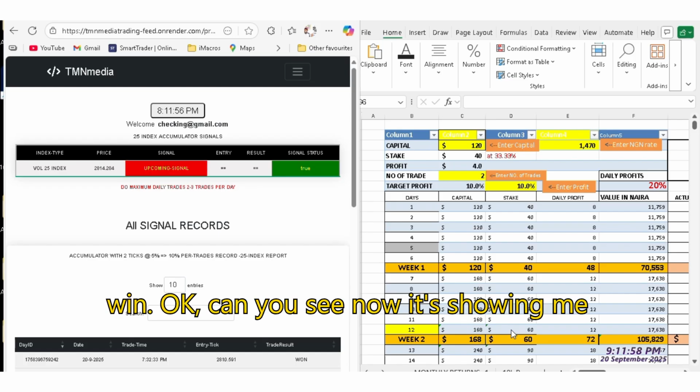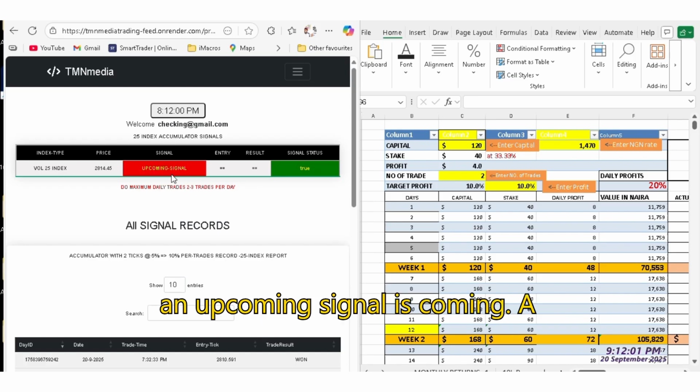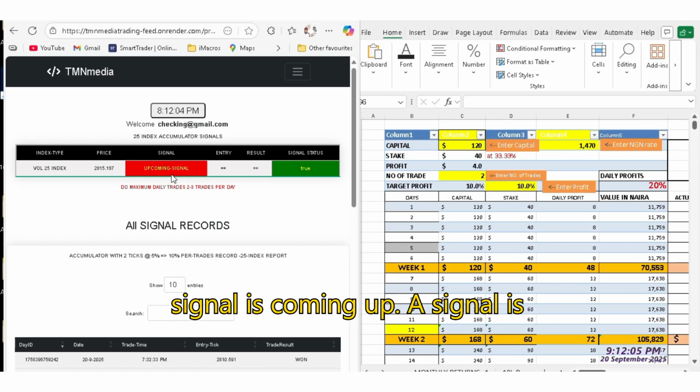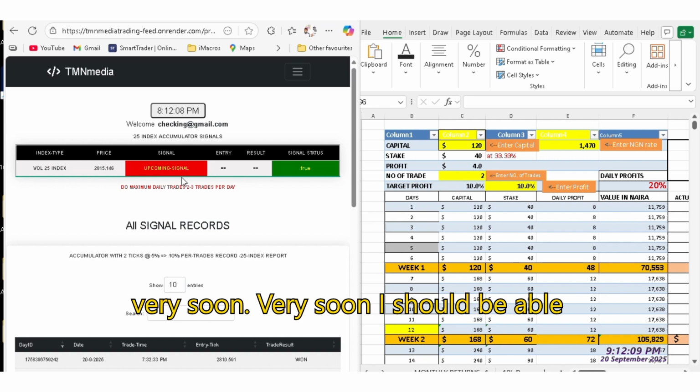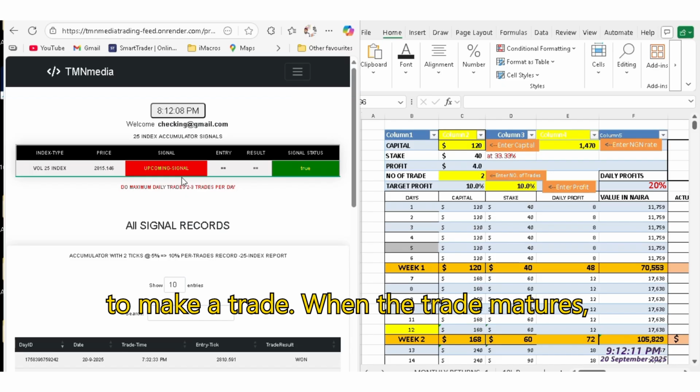You win. Okay, can you see now? It's showing me an upcoming signal is coming. A signal is coming up. I should be able to trade very soon. Very soon, I should be able to make a trade.